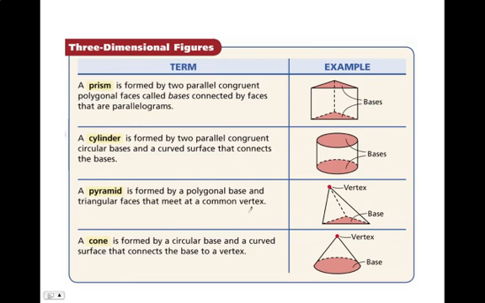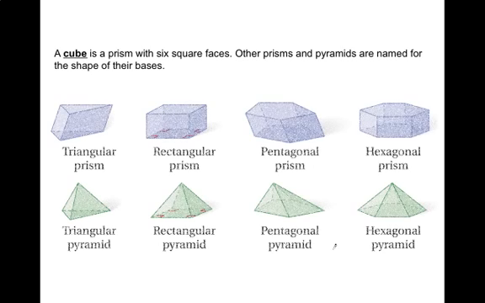Here are the different types of solids we will be talking about. You have your prisms, which contain two parallel bases. You have a cylinder, which also has two parallel bases that are only circles. You have your pyramid, which has one base, and then you have your cone, which has one base but is a circle. A cube is a prism with 6 square faces. Other prisms are named for the shape of their base. So you see some examples here.